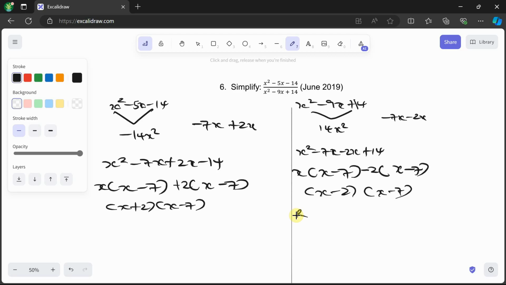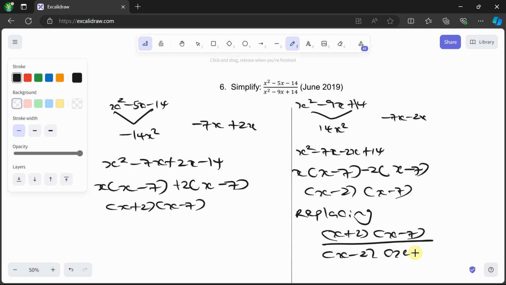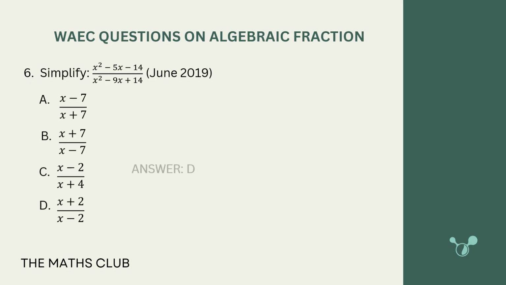So you can now say, replacing, the top is x plus 2, x minus 7. The bottom is x minus 2, x minus 7. Cancel out, cancel out. So our answer will be left as x plus 2 all over x minus 2. So this should be our answer for this particular question. And that is option D.